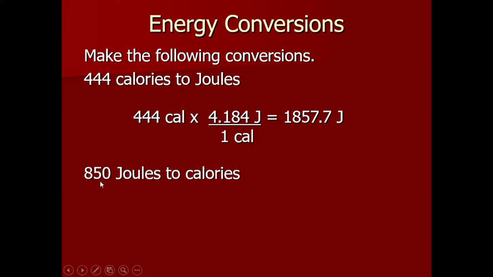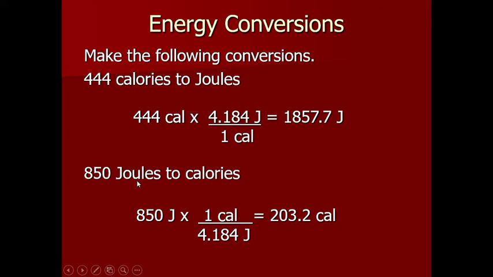In the second case, 850 joules to calories. As you know, the joule is the smaller unit and the calorie is the bigger unit, so we have to divide 850 by the factor 4.184. Joules cancel out with joule, and we are left with calories. After dividing 850 by 4.184, the answer is 203.2 calories. So we have expressed the heat in terms of joules as well as in terms of calories by using the relationship.